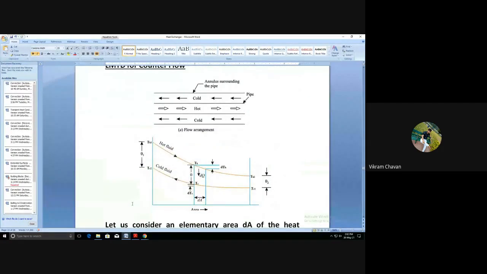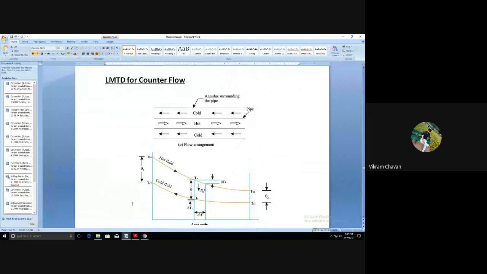So you can draw this figure initially, LMTD for counter flow. If the figure is not visible properly, then you can rotate your mobile screen, and you can also use the zoom feature of your mobile. If you have any doubt, you can ask, or else you can just draw this diagram and we will move ahead to the dictation of the derivation part.